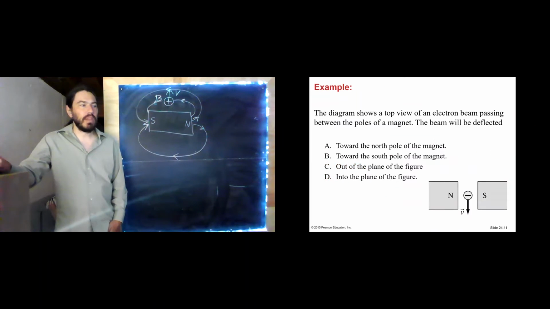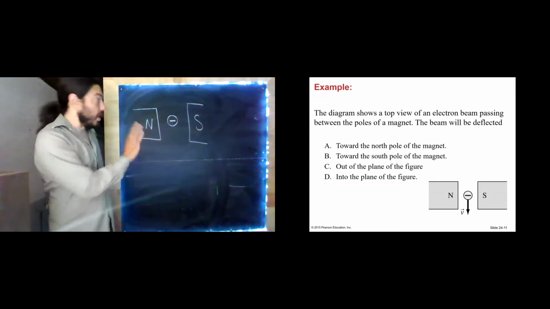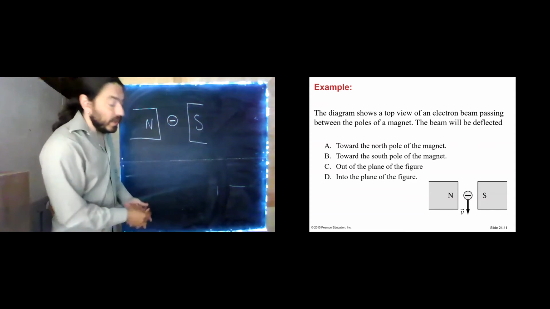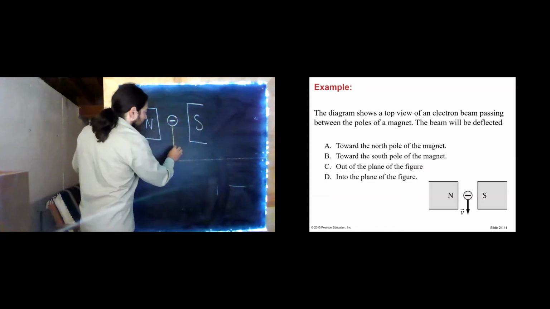Let's do another one. Here we see a diagram of a top view of an electron beam passing between the poles of a magnet. The beam will be deflected which way? Okay, so now I've drawn my picture here. We do have a velocity going towards the bottom of the page.